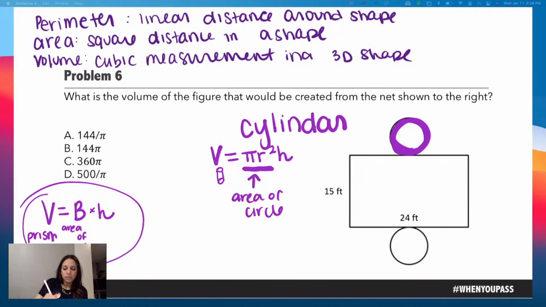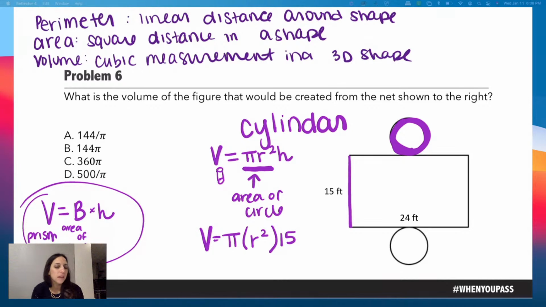So what I want you to do is think about this. We know the height. The height is 15 because it's the distance between my two circles, right? So volume equals pi times r squared times 15. The only thing I'm missing is r. What does this value represent in this problem? How is that value going to help us solve this problem?